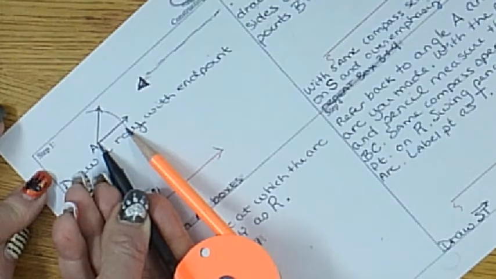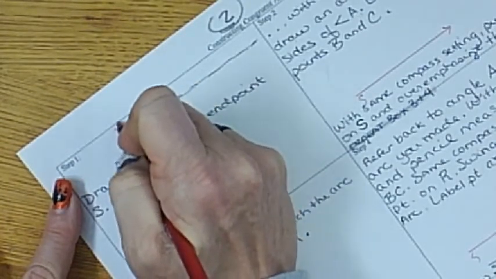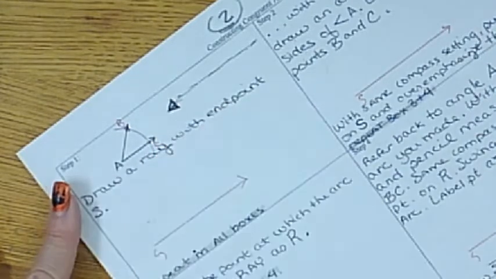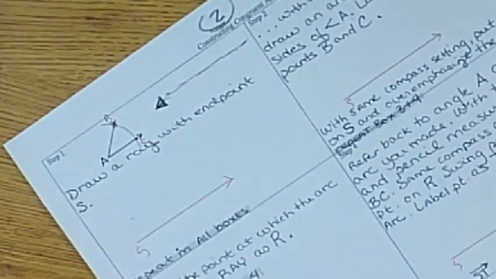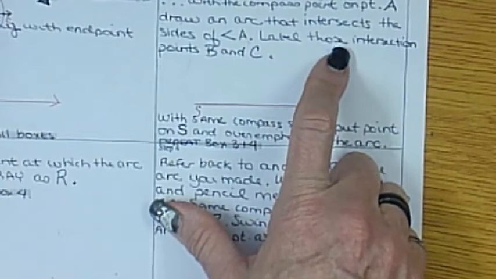You good? Okay, so it says to label the intersection points as B and C. Again, you may not have to do all this labeling. This is just so you have something to refer back to, like where did I label, what did I measure? So it's not just explaining, it actually has letters to go with it. Okay, so we labeled those intersection points as B and C.